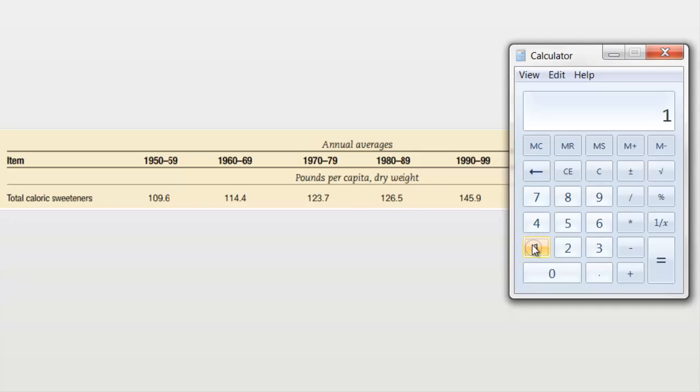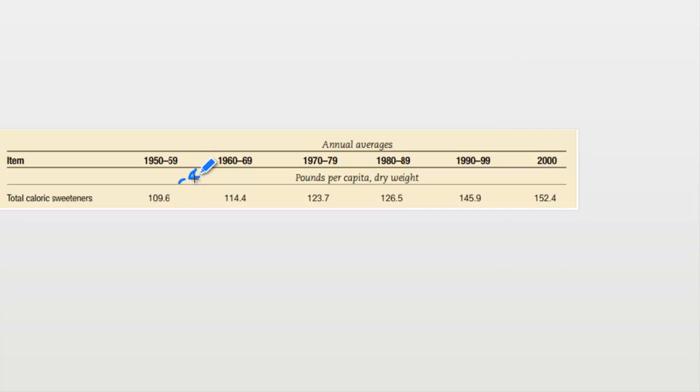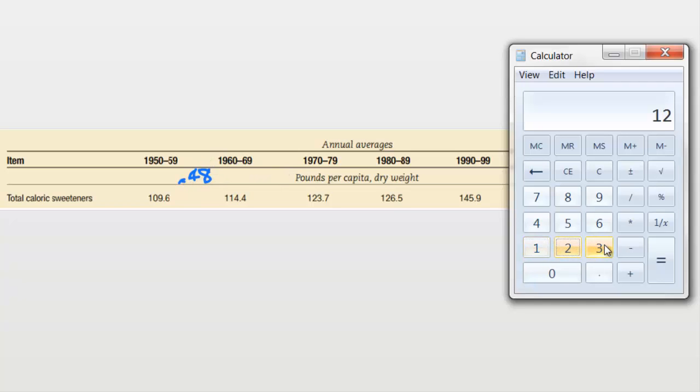So 114.4 minus 109.6 divided by 10 means that we have increased our sugar consumption by 0.48 pounds per year. We'll take 123.7 minus 114.4, divide that by 10, and we get 0.93.